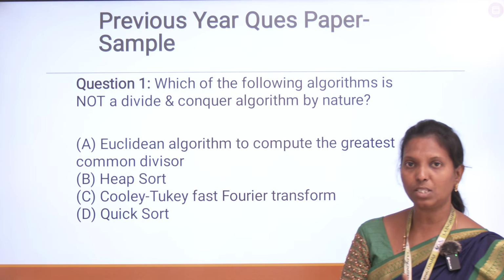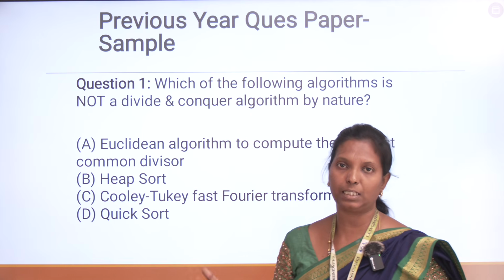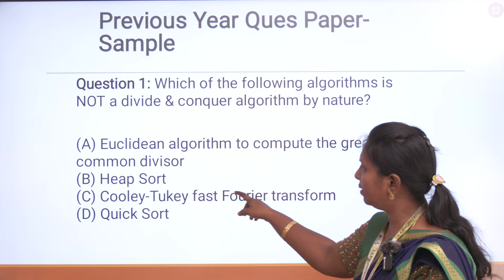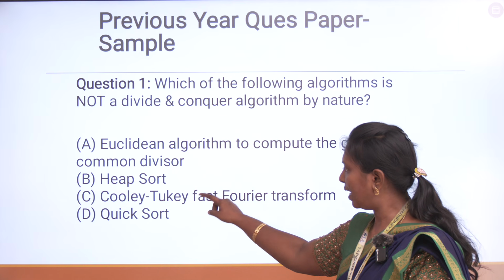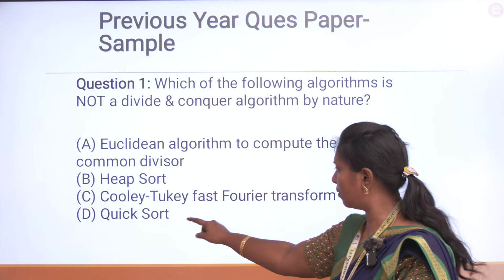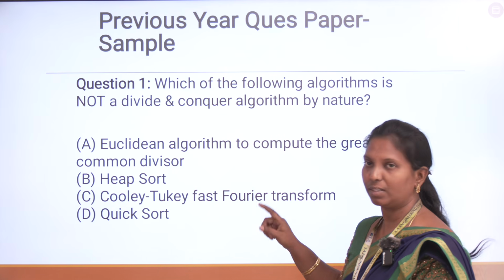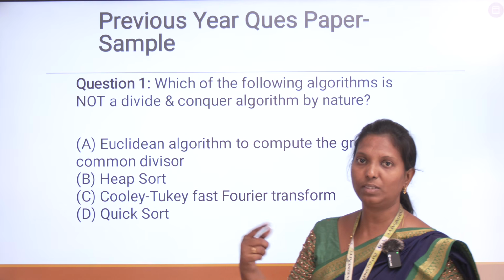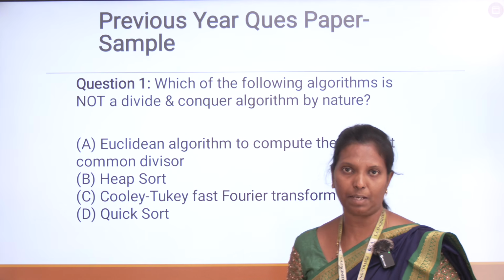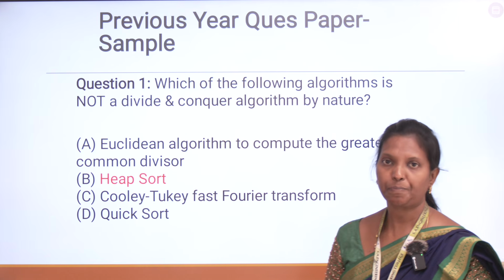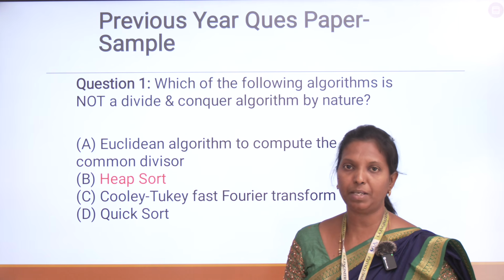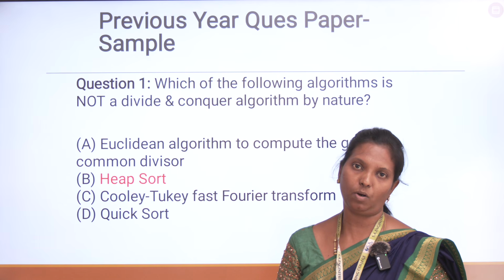So as you have knowledge about sorting technology, you can easily attempt this question, because these algorithms depend highly on divide and conquer. Cooley-Tukey fast Fourier transform and quick sort all get into divide and conquer. Through that, we get a very simple time complexity, and that's why the answer for this question is heap sort.